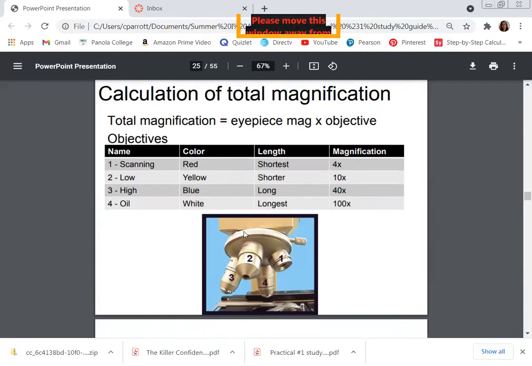So if I had a picture that looked like this right here, and I said identify number 2, number 2 has a yellow ring, so number 2 is going to be our low power objective, because you can see right here the print color on it is yellow. It has a magnification of 10 times. Number 1 has a red ring right here, so number 1, red ring, is going to be our scanning objective, and it has a magnification of 4. Make sure you have memorized this little page right here, and you can calculate the total magnification.